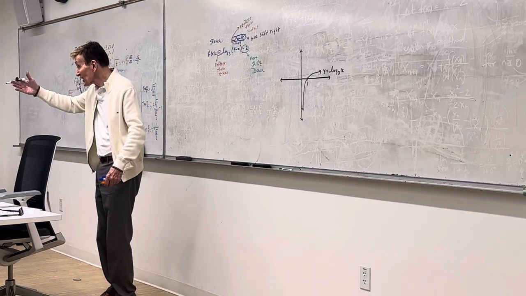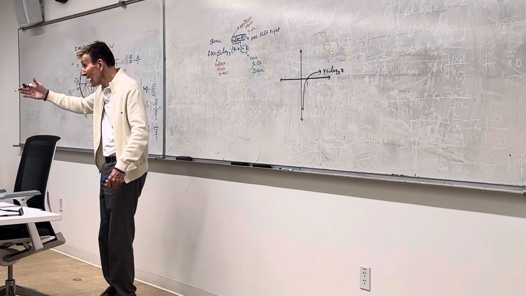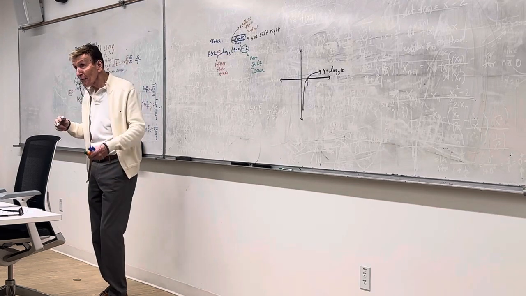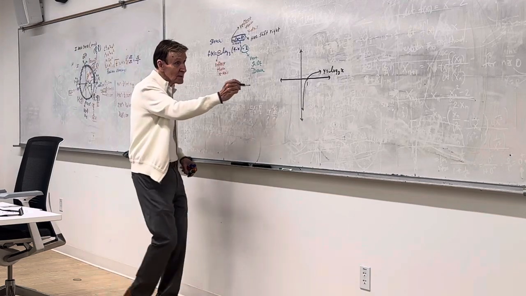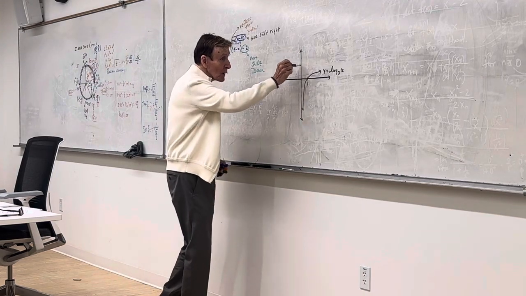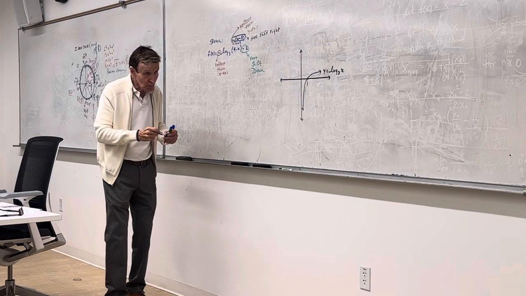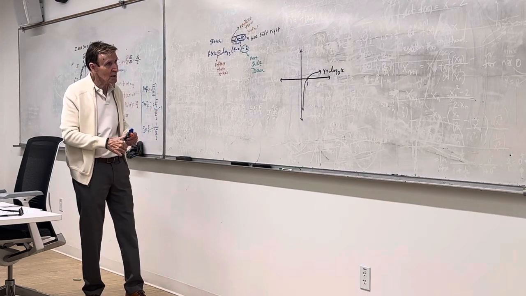By the way, if this were an exponential, e to the x, 10 to the x, 3 to the x, what would a parent graph for an exponential look like? It's up here doing this, with a y-intercept at 1. The log always looks like this.